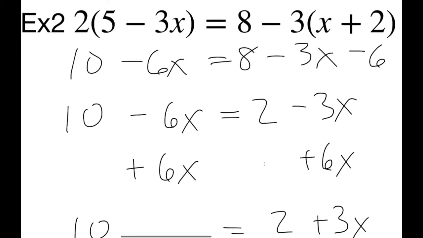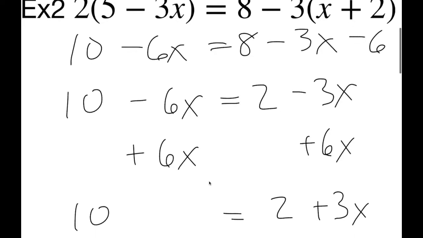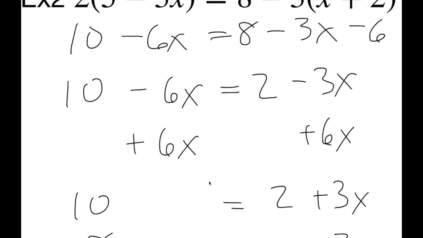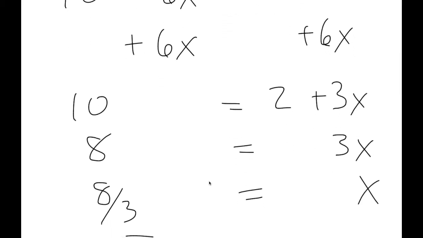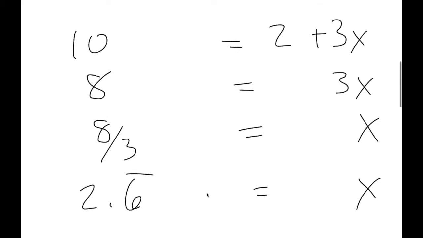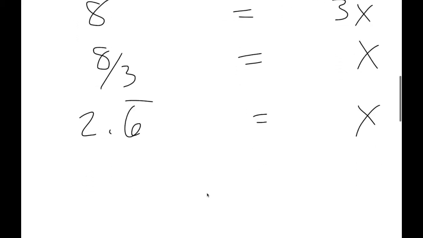And so then combining the terms on both sides, when you add 6x, you get 10 equals 2 plus 3x. Subtracting the 2, you get 8. And dividing both sides by 3, you get 8/3 equals x. And as a decimal, that's 2.6 repeating.